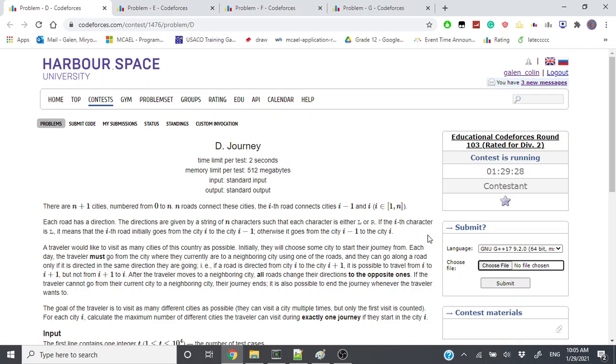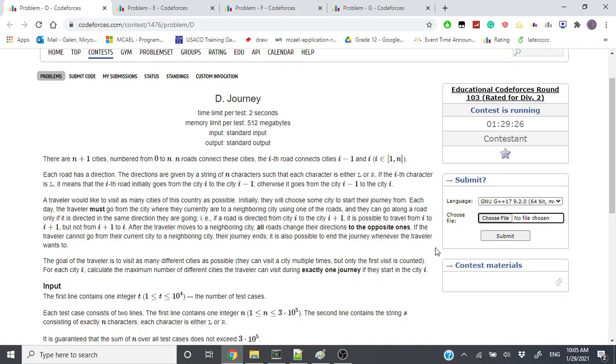The traveler would like to visit as many cities of this country as possible. They will start in some city. Each day the traveler must go from the city to a neighboring city, and they can go along a road only if it's directed in the same direction they are going.